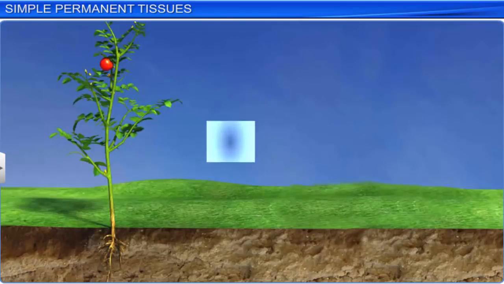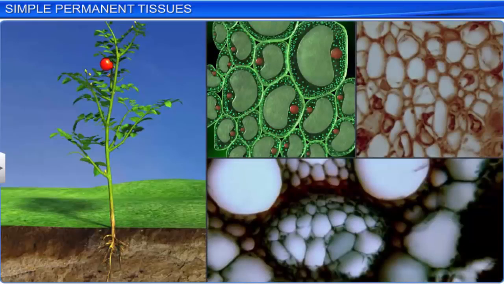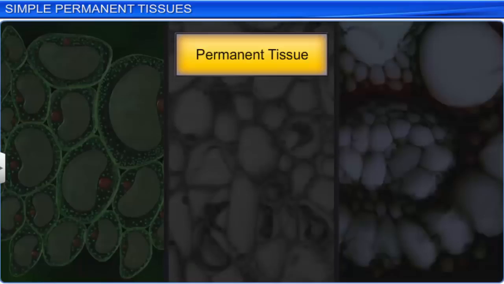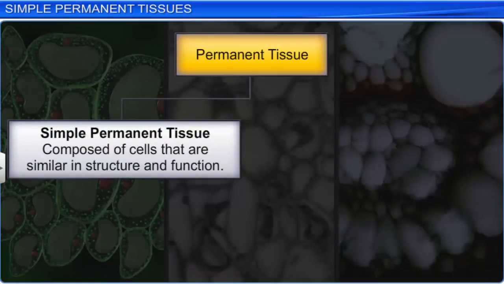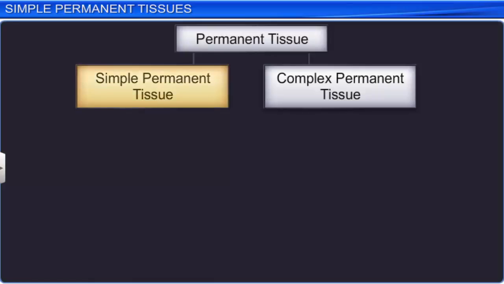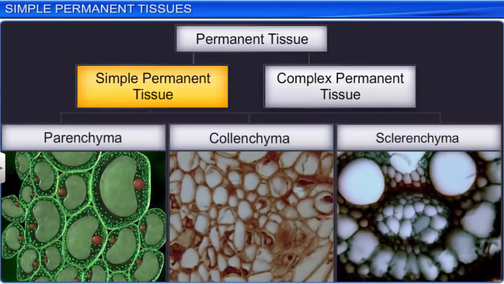Permanent plant tissue is a group of cells which are complete in growth and usually incapable of meristematic activity. Permanent tissue is of two types: simple permanent tissues, where all cells are similar in structure and function, and complex permanent tissues, which are composed of different types of cells. Let's learn more about simple tissues. There are three types of simple permanent tissues: parenchyma, colenchyma, and sclerenchyma.